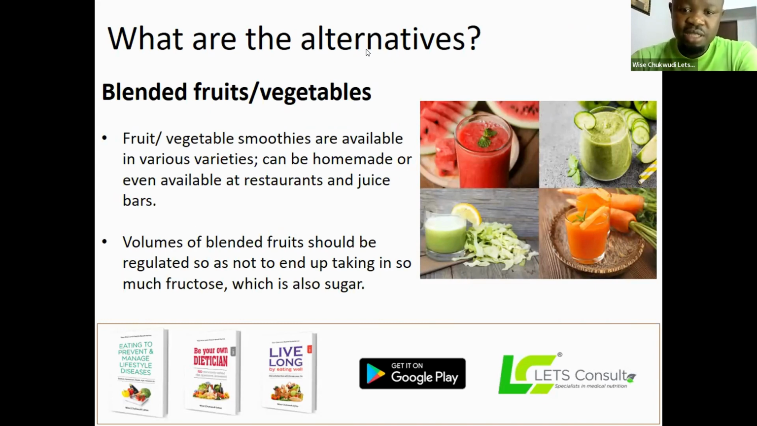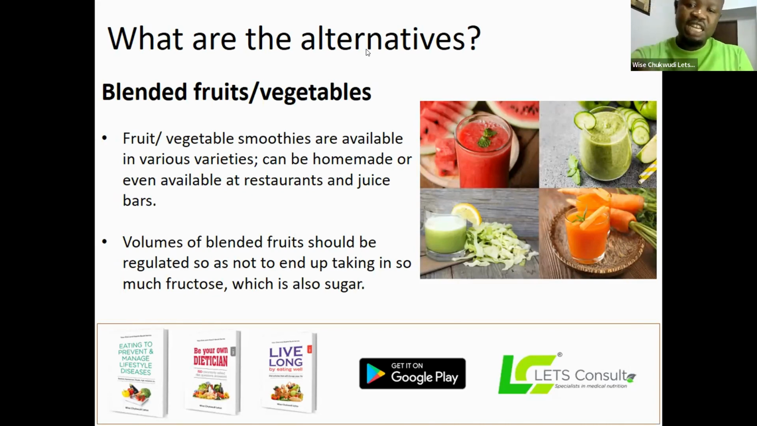And there are so many types, so many recipes that we can follow. But I want to emphasize that fruit or vegetable smoothies can be very good alternatives to sugar sweetened beverages, and they are readily available. But the fact that they are fruits doesn't mean they are free of sugar, so we cannot just take so much. If you take a lot of blended fruits, you are just like someone who is drinking any of the sugar sweetened beverages that we know of.